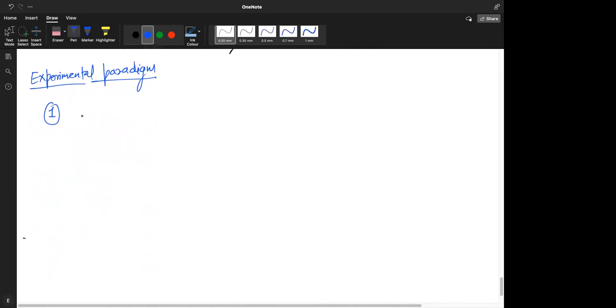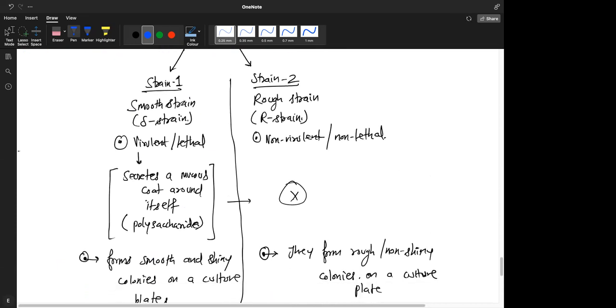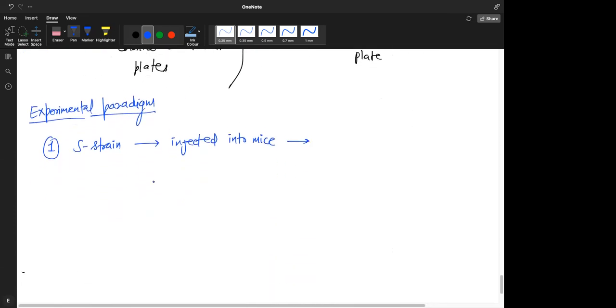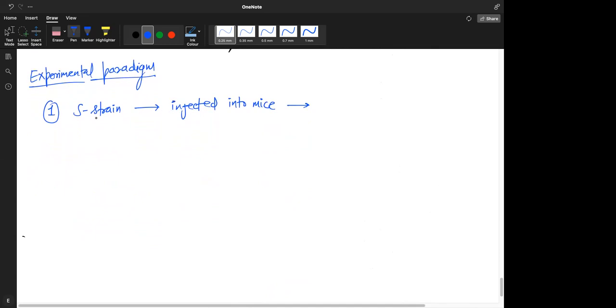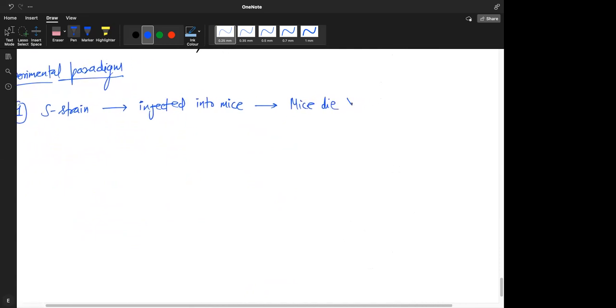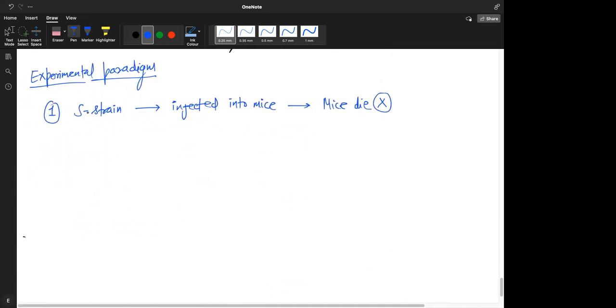So in the experiment, he took the S strain bacteria and injected those bacteria into mice. So what do you expect? Based on the properties of the S strain that you have written above, what do you expect to happen? The mice will get a pneumonia infection? Yes. And what will happen? It will die. Yes. So the mice die, because infection with the S strain causes lethality.